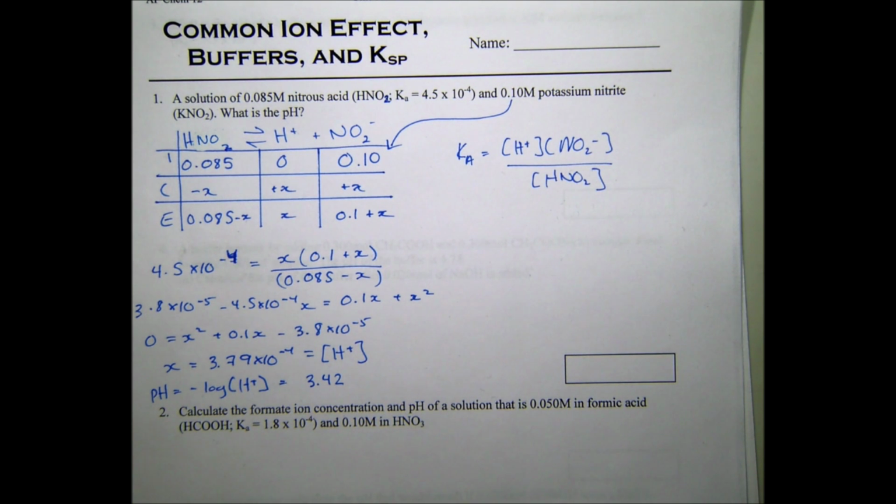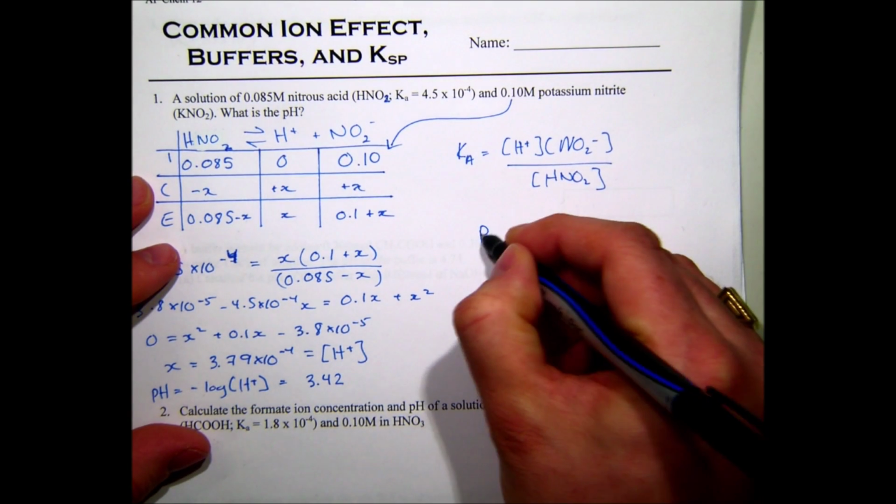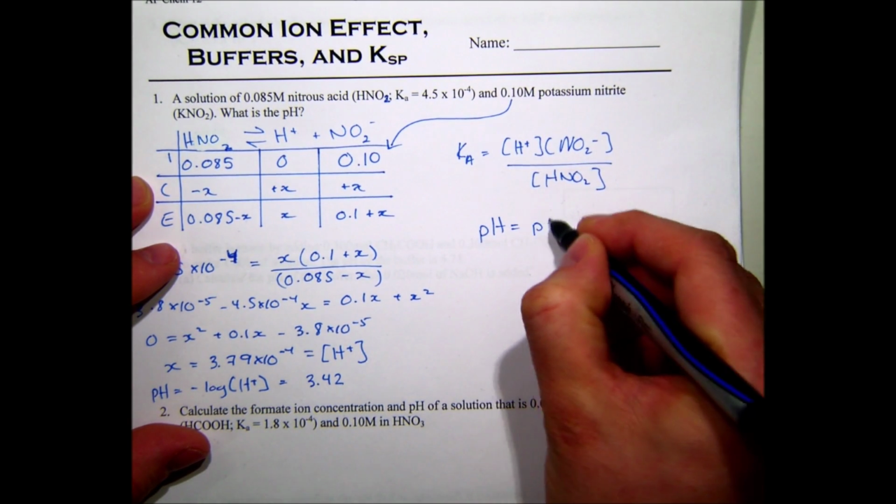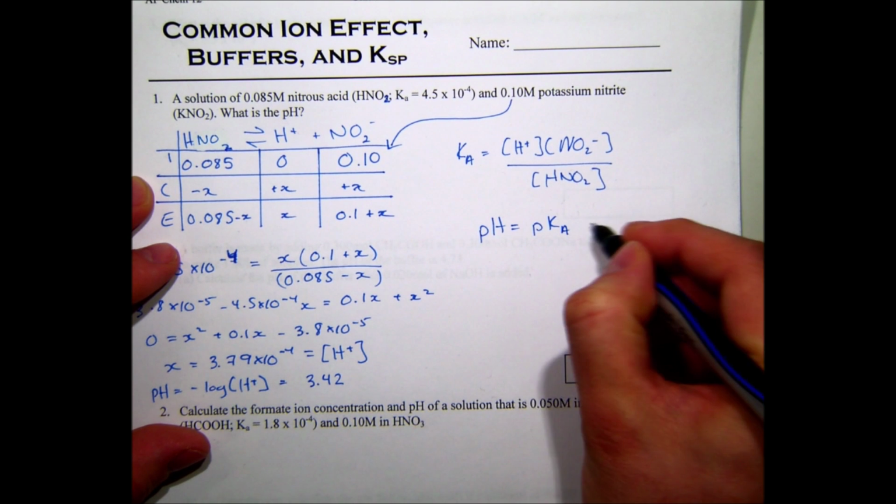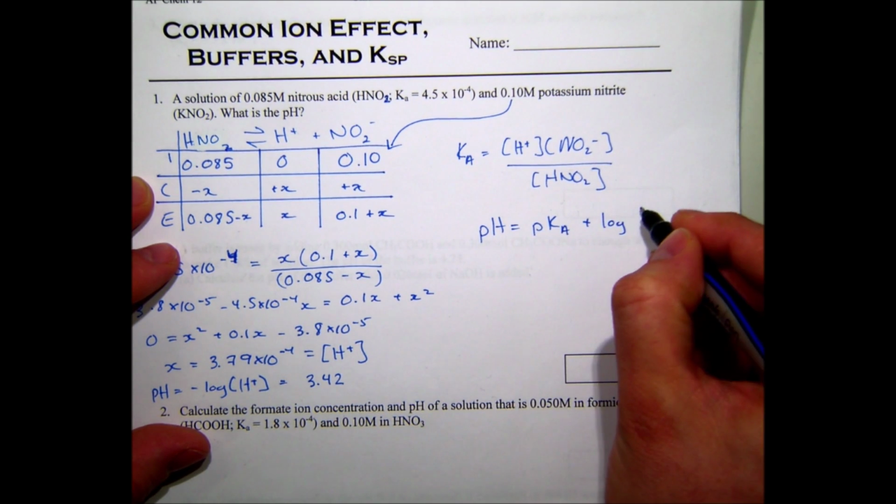The second way to do this would be to try and use the Henderson-Hasselbalch equation. It would be a great approximation method, but the issue, of course, is that in this particular case, we are not allowed to ignore x. So it might be interesting just to see what that answer would be.